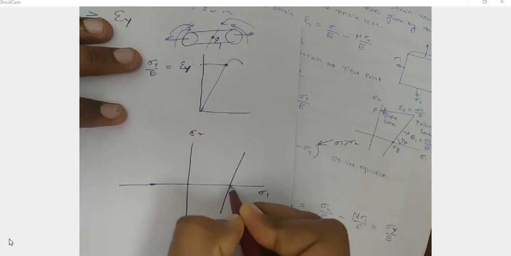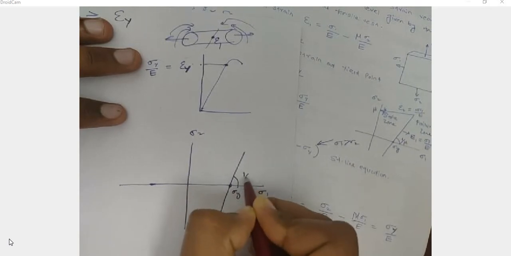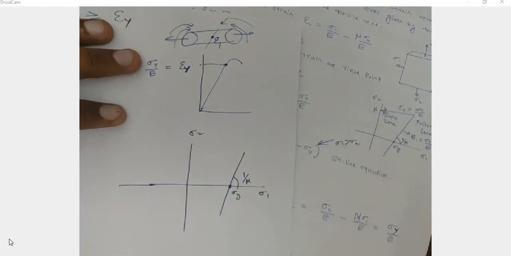So if the sigma 1 value is equal to 0, this is the equation of a straight line. Okay, so we can draw a straight line, which is passing through the point sigma y. So y is equal to mx plus c. Based on this equation we can plot a line. This one is the line passing through sigma y, and its slope is equal to 1 by mu, based on this equation.